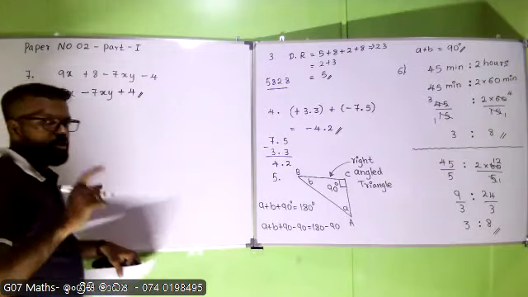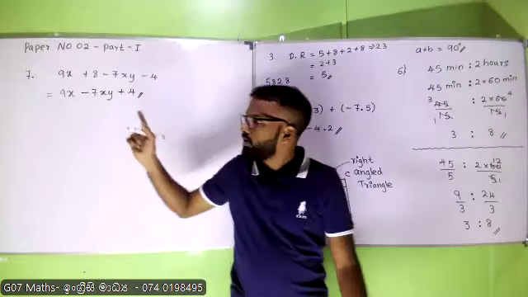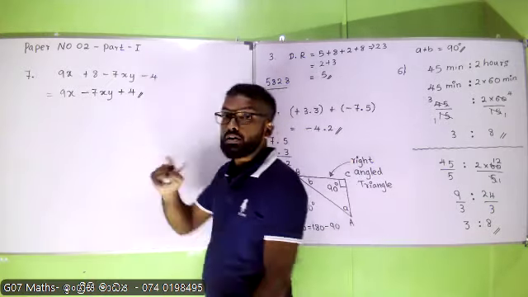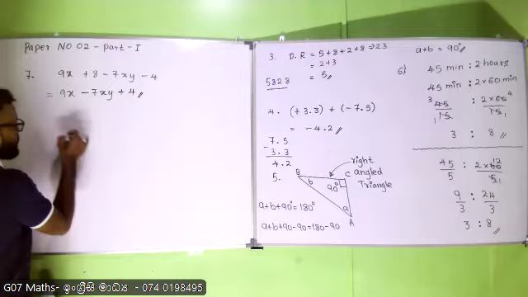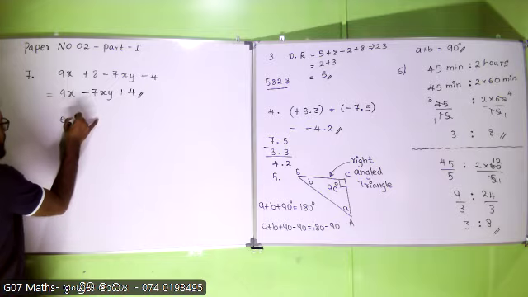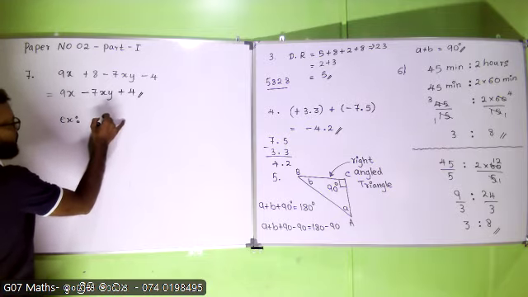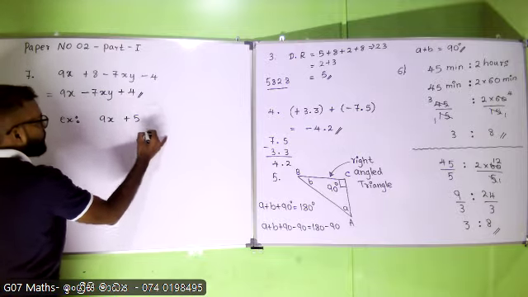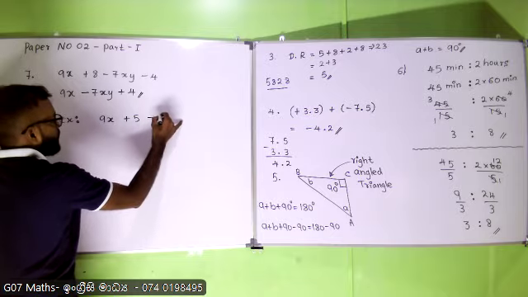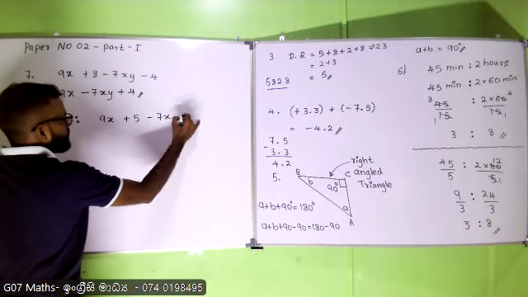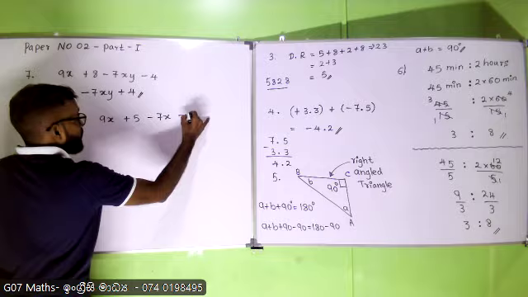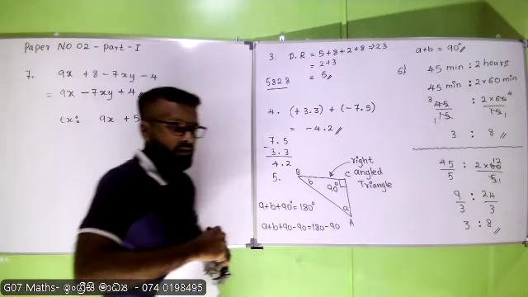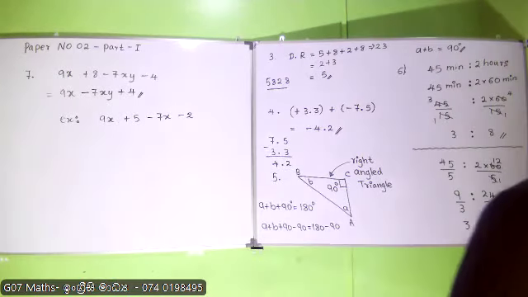Alright, shall I give you another one to do so that you can send me the answer in the chat? Try this one. This is another example: 9x plus 5 minus 7x negative 2. Please send me the answer.